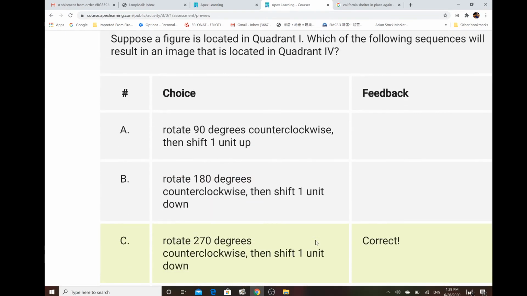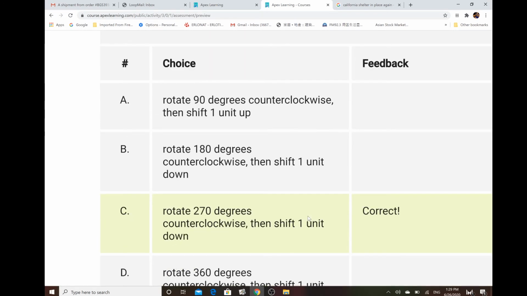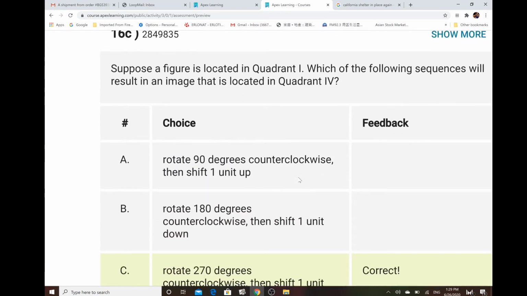And then 16C. The figure is in quadrant 1, and you want to move that to quadrant 4. So you want to rotate 270 degrees counterclockwise, and then shift 1 unit down. So again, from quadrant 1 to quadrant 2, it's about the rotation of 90 degrees. Well, it's about the rotation of 180. And then from quadrant 1 to quadrant 3, it's about the rotation of 270.